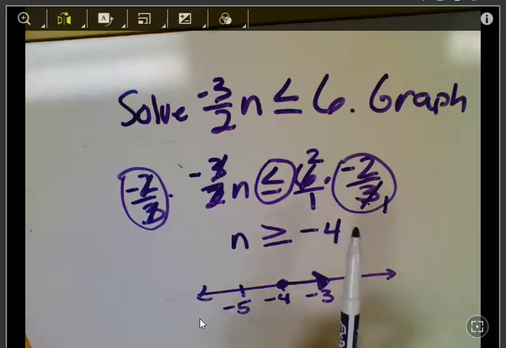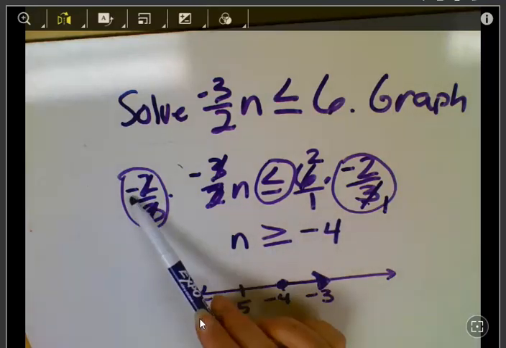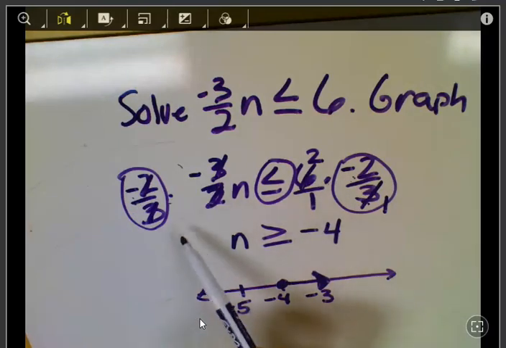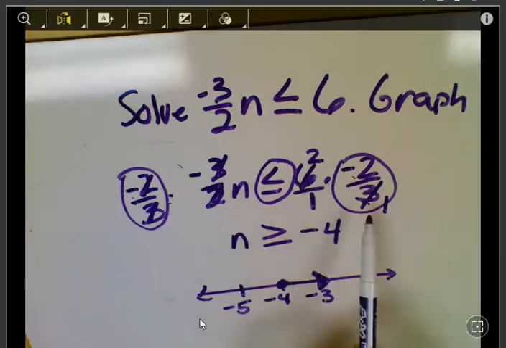So remember, the different rule here is if you multiply or divide by a negative number. Because I'm multiplying by a negative number on both sides, or if you were dividing, it would be dividing by, you would flip the sign.